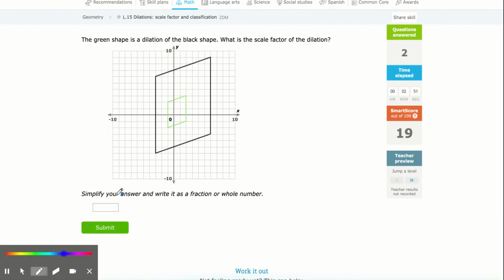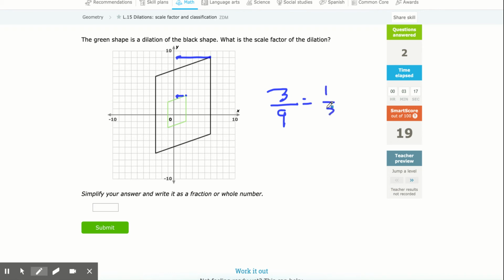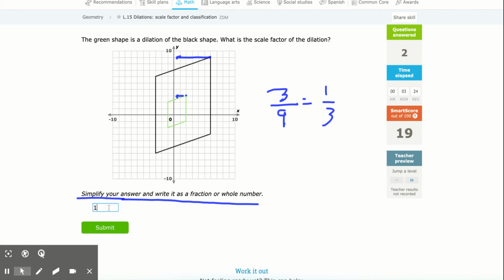So again, all I do is I take one of the colored figures or the dilated figures. I'm going to use the y value this time. The y value is 3. So I'm just picking this y value right here that corresponds to that. That's 3. And I put it over the corresponding point's y value in the other figure, which is 9. Again, a dilation of 1/3. Make sure you do reduce your fractions. Otherwise, write your answers in simplest form. Simplify your answers. So again, 1/3.